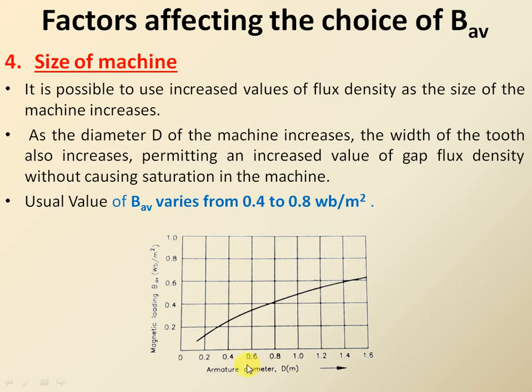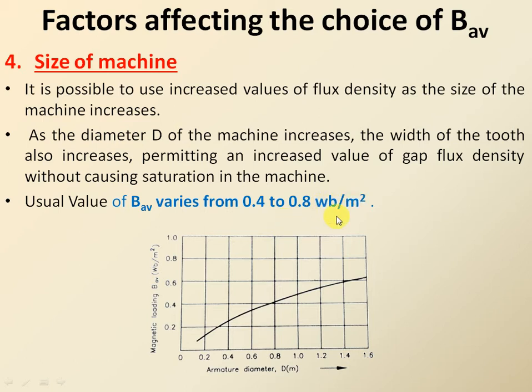So you can see very clearly from this graph, as the value of armature diameter is increasing, the value of specific magnetic loading also goes on increasing. So it's very clear that if you are choosing a larger size machine, then definitely the value of B average can also be selected to be a large value. In this case, the value of BT won't go beyond the permissible limit.